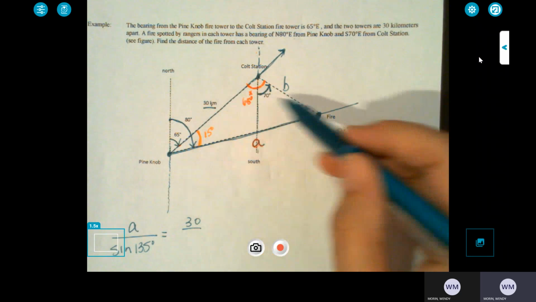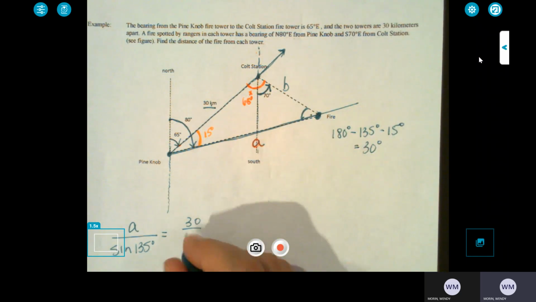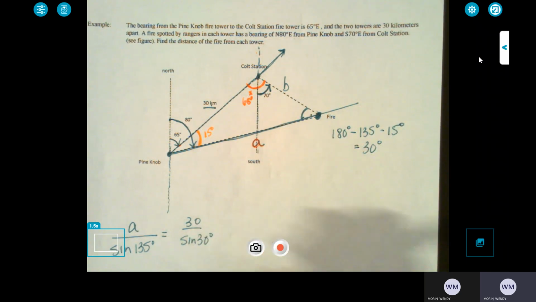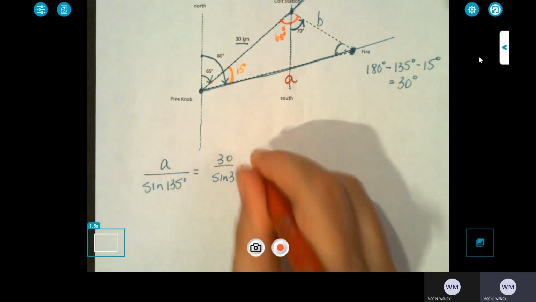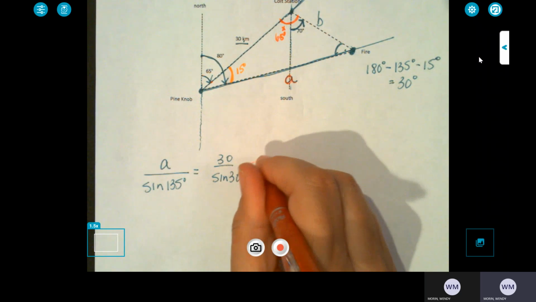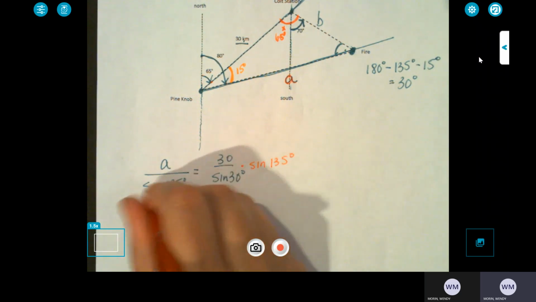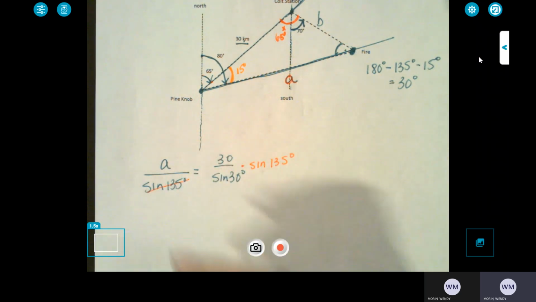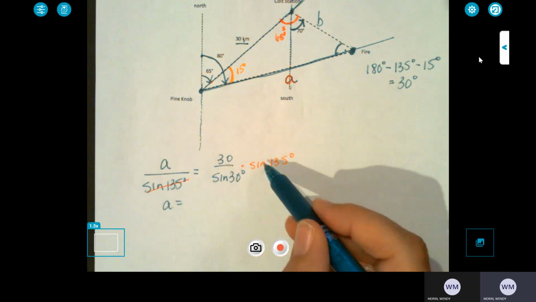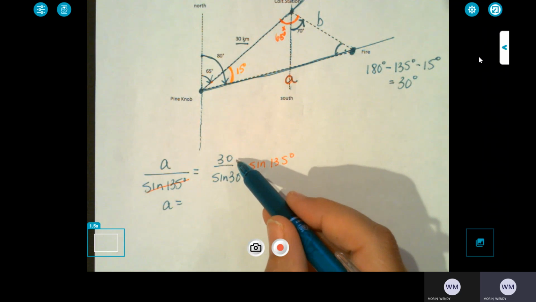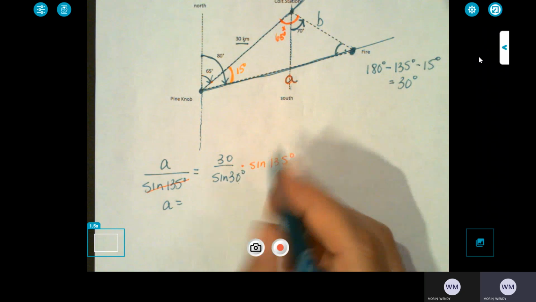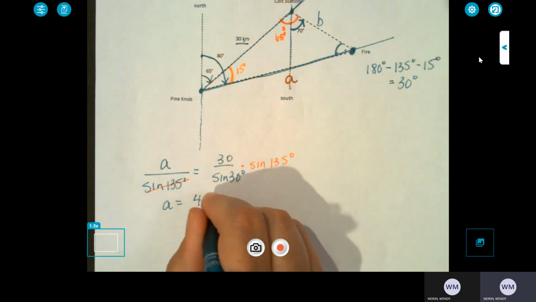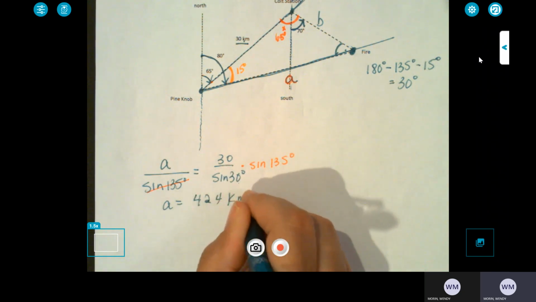So 30 kilometers is across from 30 degrees. So A over the sine of 135 equals 30 kilometers over the sine of 30 degrees. And just like always, to solve for A, I made it real simple by putting your unknown up here. All you have to do is multiply both sides by the sine of 135. Type it into your calculator. And side A, 30 divided by the sine of 30 times the sine of 135, is 42.4 kilometers.